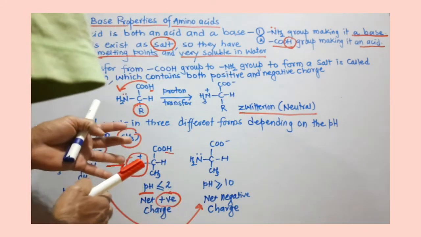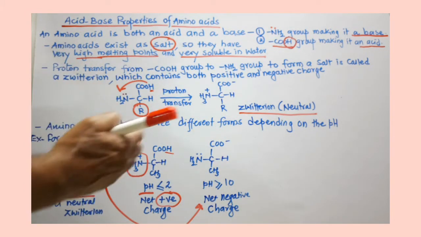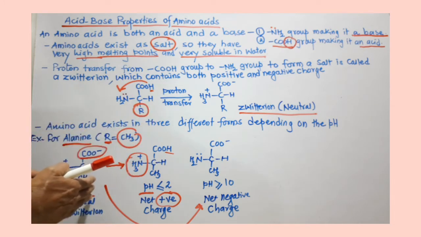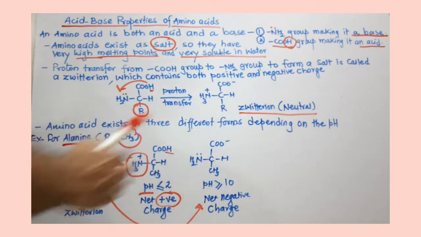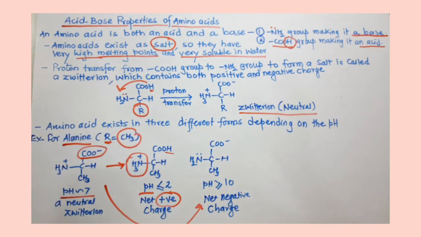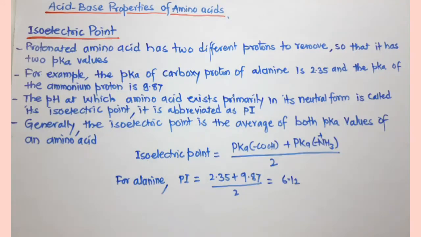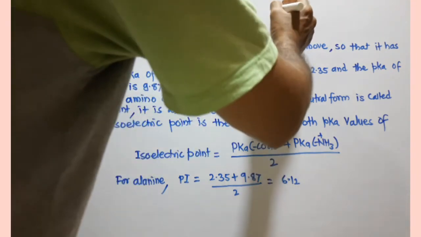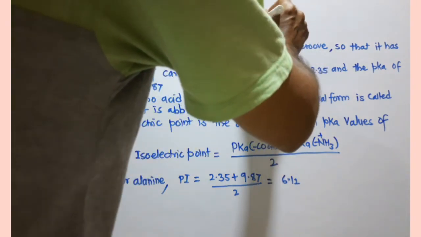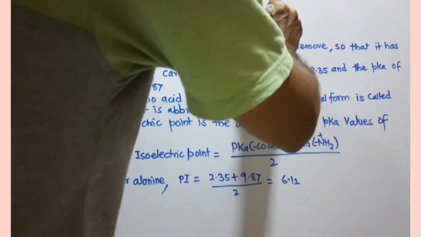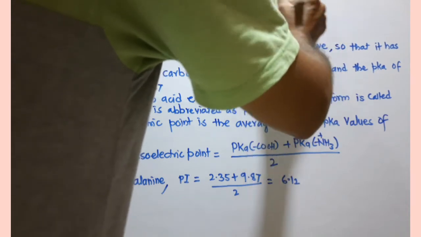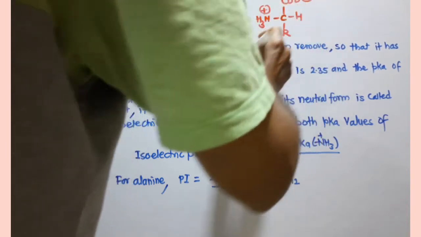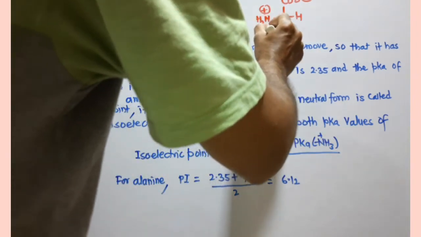If you change the solution's pH, it is converted from neutral to positive, or positive to negative, or anywhere in between. We can change the charge on the amino acid when we change the pH. Now, when we discuss the isoelectric point, we must know the structure of the zwitterion. That zwitterion is NH3+ and COO-, with H and R.